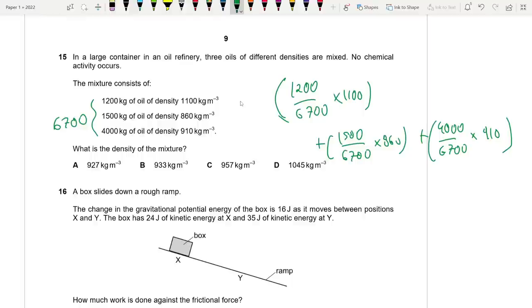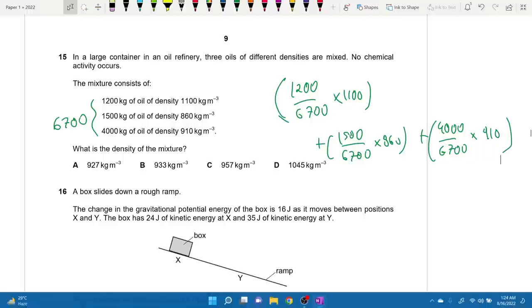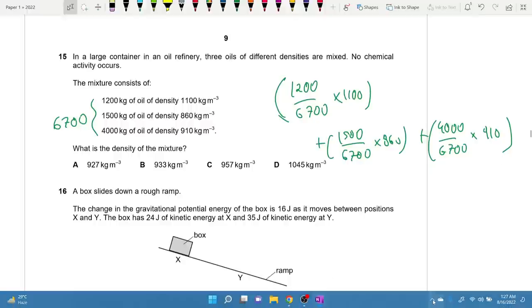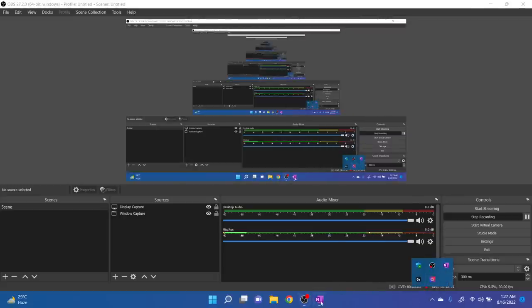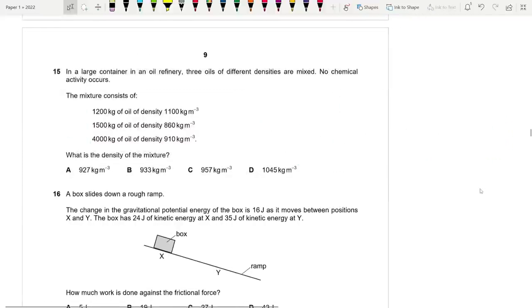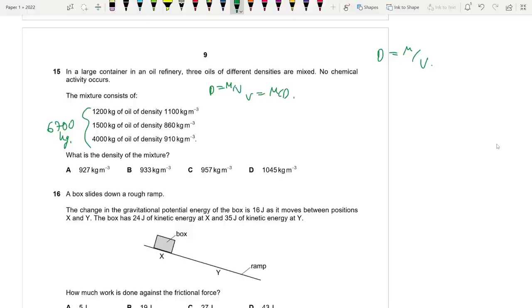Let me check. I think this is a repeat question. Okay, so for 15, this is a common question. This is from 1911. You'll find the same question there. How do we do this? You know that density is equal to mass by volume, right? So we just need to find the total volume, because the total mass adds up to 6,700 kg. Volume equals mass by density. So for this one, it should be 1200 by 1100.